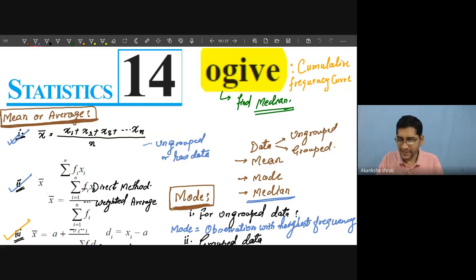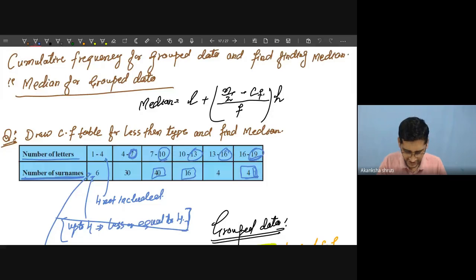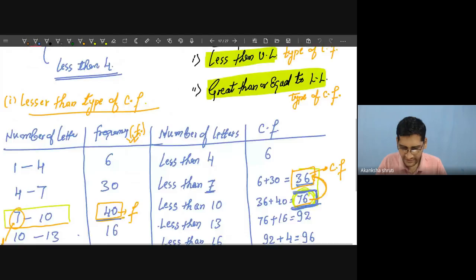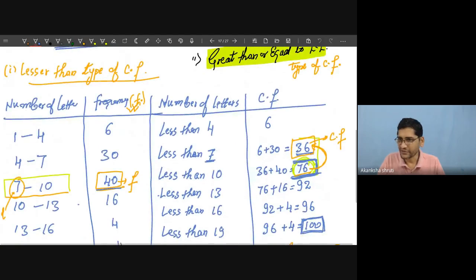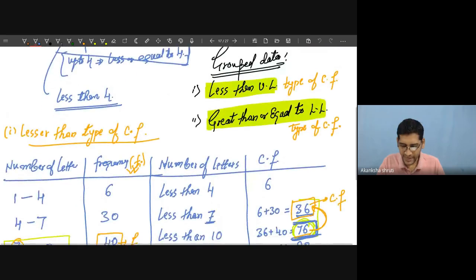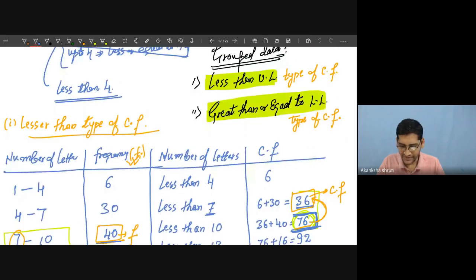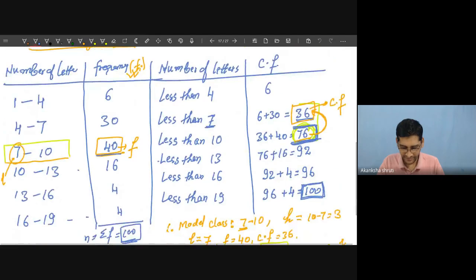Last day, in our previous lecture, we have learned how to convert a given frequency table into the cumulative frequency table. You can just watch it. This was the frequency table which was given, and this was converted into less than type cumulative frequency or less than type table. And this less than type or even more than type table, or exclusively this cumulative frequency, is required for calculation of median, that we have also learned.